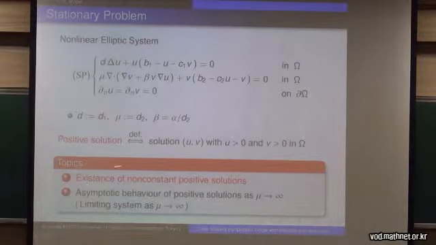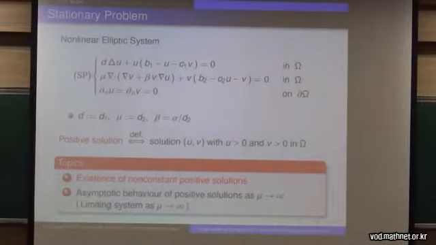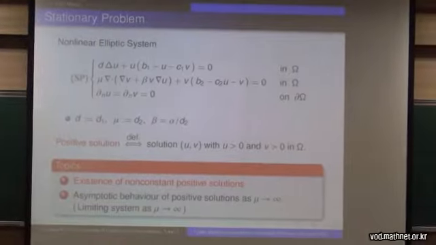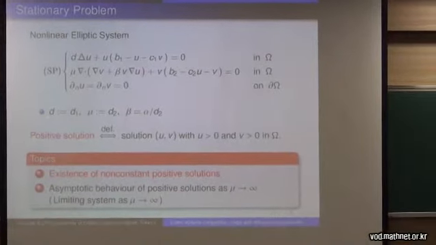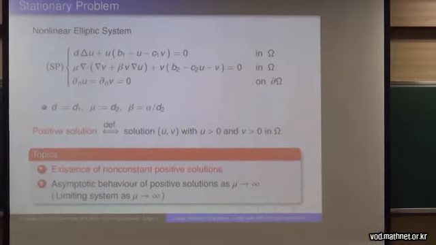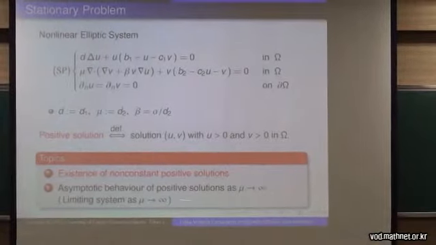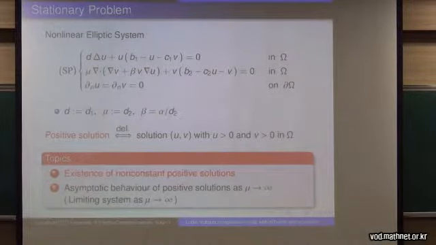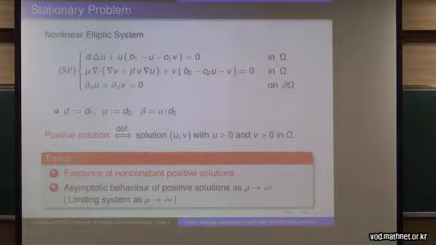The first topic is the existence of non-constant positive solutions. Among other things, non-constant positive solutions are important because such a solution may give a crucial clue for the stationary pattern. In this stage, I will give some sufficient conditions for the existence of non-constant positive solutions. And next, I want to discuss a special case when mu is very large. Mu is the diffusion and advection rate of the second species V.